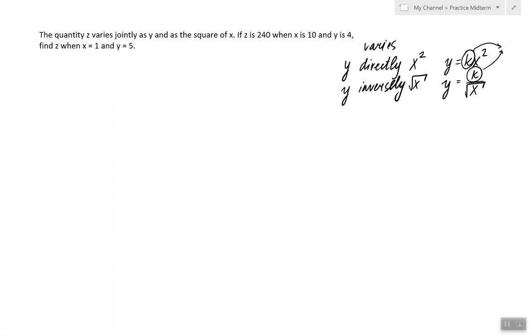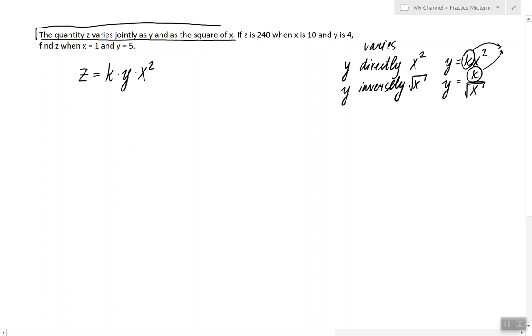So let's get started. First we read the sentence and we try to figure out the relation between the variables. Here it says z varies jointly as y and as the square of x. Jointly just means it varies directly with multiple other variables. So the expression that this sentence describes is the following: z is equal to k, constant of variation, times y times the square of x. So that's how we translate the first sentence.